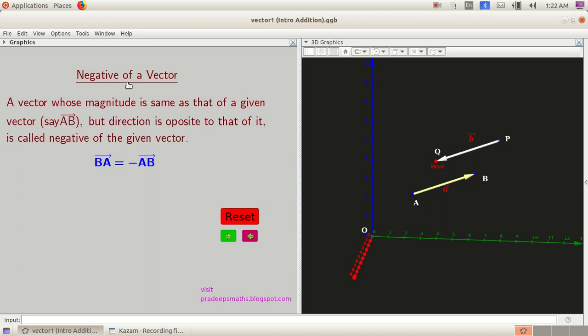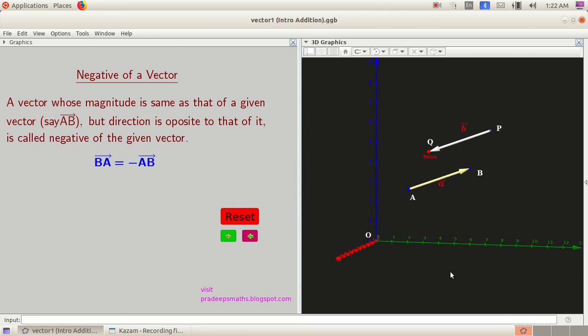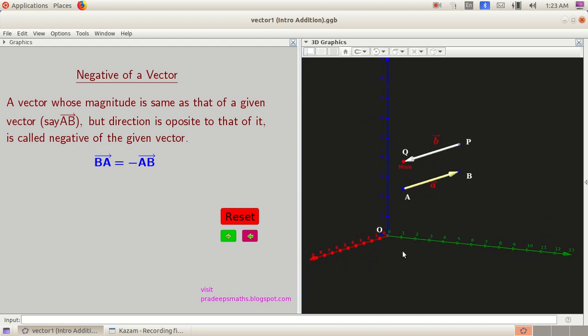Negative of a vector. Here we have 2 vectors, that is AB and PQ. These are acting like this. Magnitudes are the same, but with diametrically opposite directions. Here we can place this vector on this vector. We can see that their magnitudes are the same, but the directions are reverse. Therefore, they are opposite to one another. Therefore, this vector is the negative of this vector, or this vector is the negative of this vector.